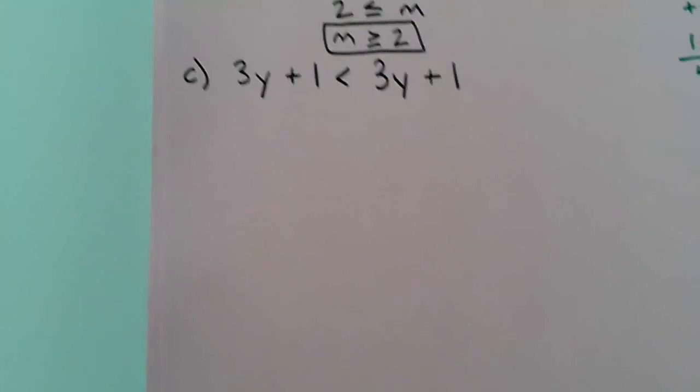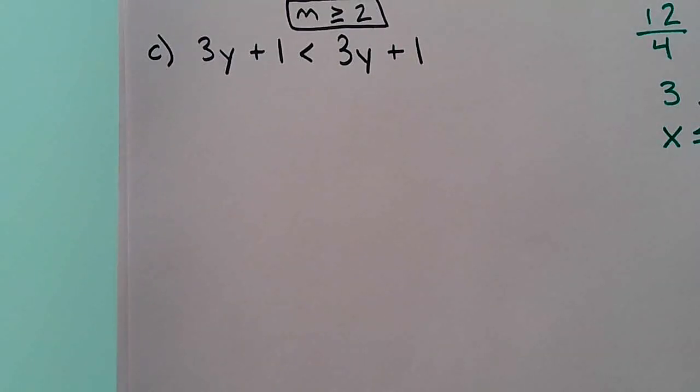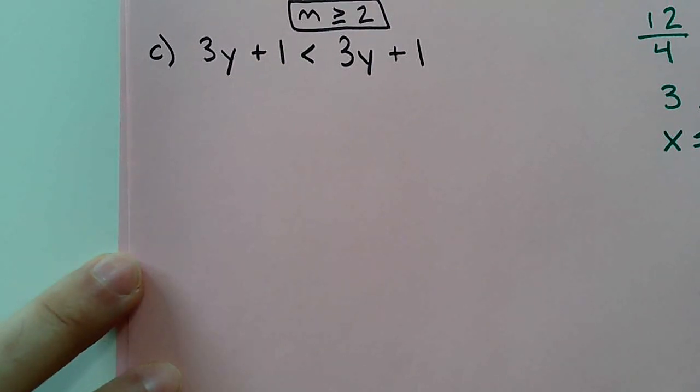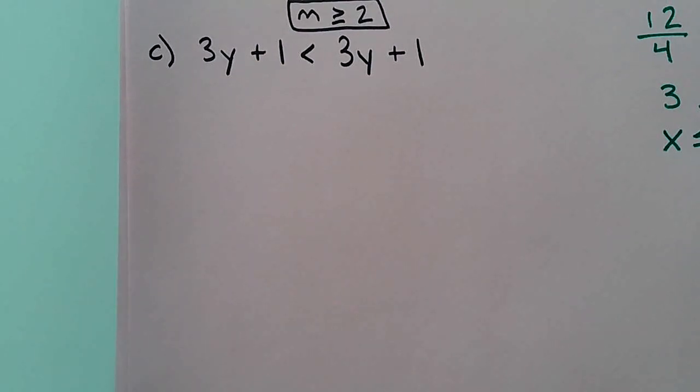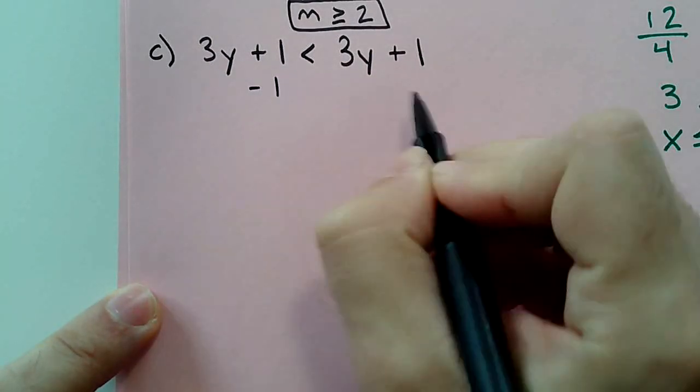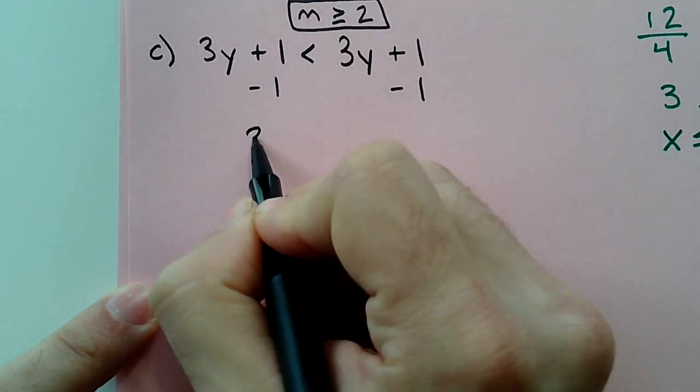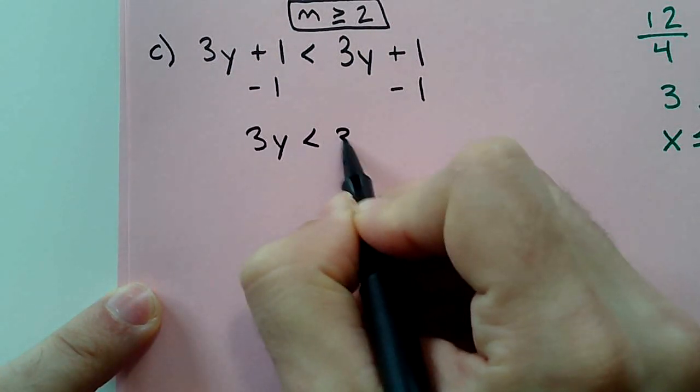Last one for review. C, 3y plus 1 less than 3y plus 1. Right off the bat, you might think, wait, how does that work? Everything on the left less than everything on the right, and they're the same. That's not possible. So let's prove that through our solving process. Take away 1. 3y is less than 3y.